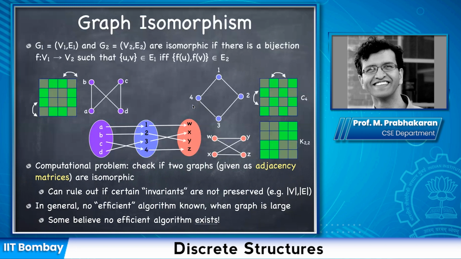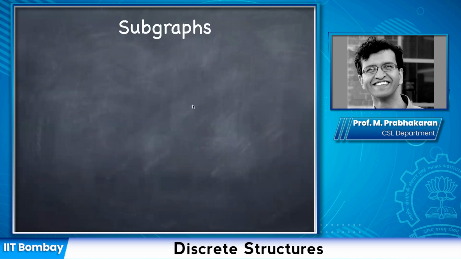In fact, a lot of people believe no such algorithm exists. Some people believe such an algorithm is just waiting to be found. So we don't know how efficient an algorithm we might eventually manage to find. But as of now, we don't have a fully satisfactory solution for the computational problem of graph isomorphism.